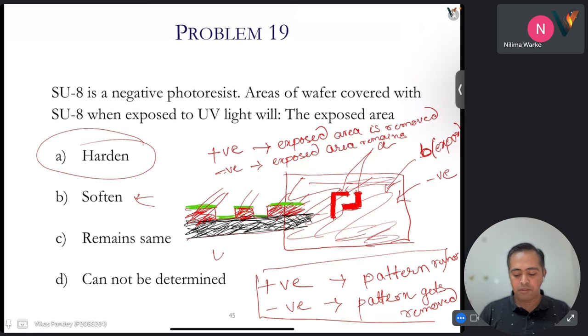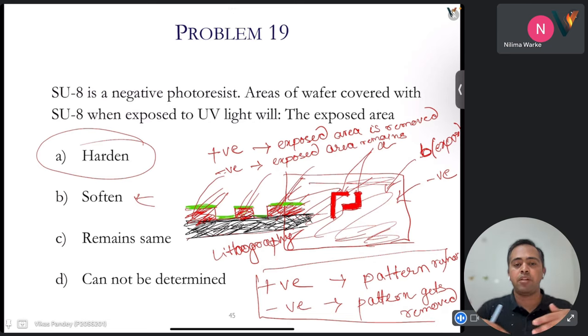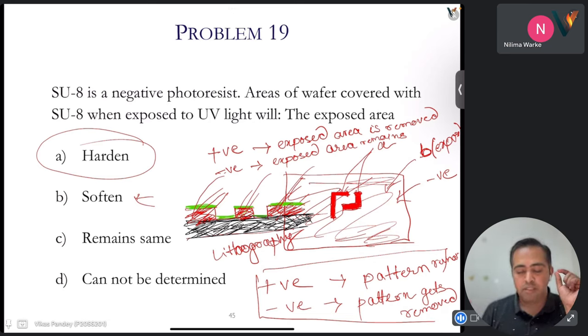In this case, lithography is done first and then metal deposition. In other cases, metal deposition can be done first, if you are using positive photoresist, and then lithography. In that case, you will have to etch out the metals. In this case, you remove the photoresist, and whatever is on top of it automatically gets removed. But the problem here is that the metal thickness can never be more than the thickness of the photoresist. Fine?